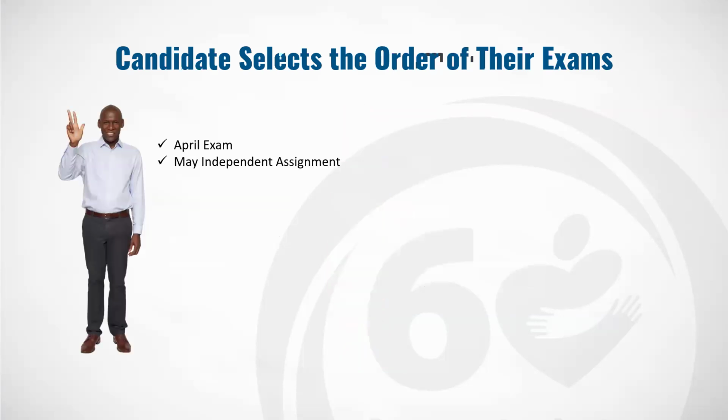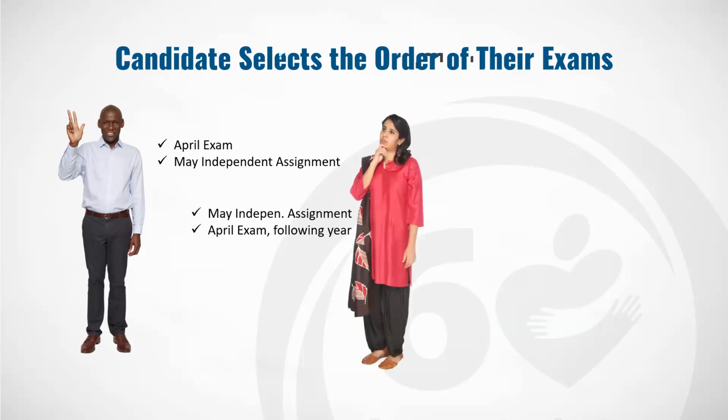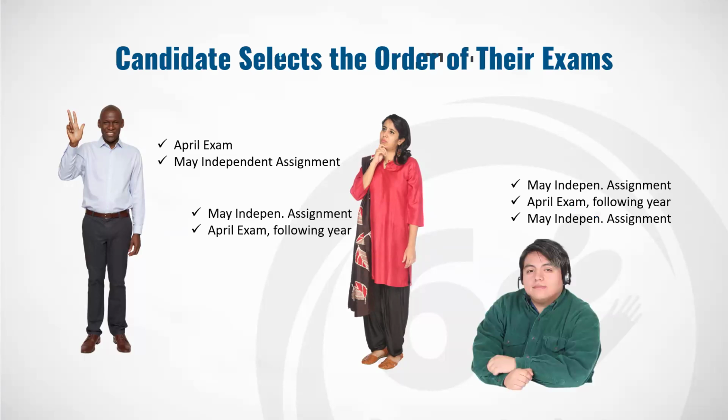This is Ed. Ed decides, I'm going to take the exam in April, and I'm going to participate in the independent writing assignment in May. That's my timeline. I'm going to try this in 1 year. Yo decides that she wants to do the independent writing assignment first, and as we talked about with Claire, she's going to wait till the next year to tackle that proctored exam. And this is Mike. Mike starts off with the May independent writing assignment. Next year, he takes the April exam.